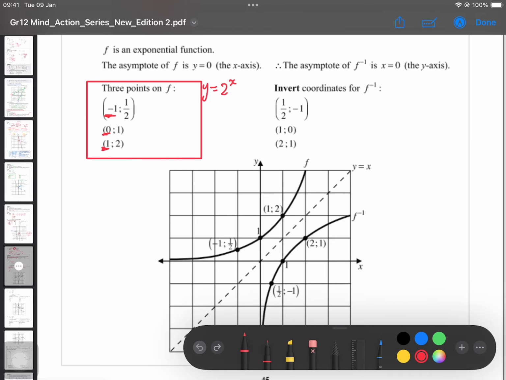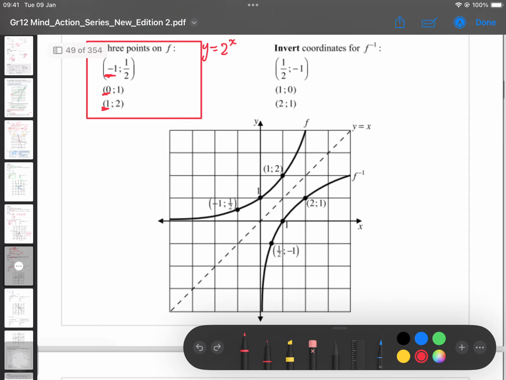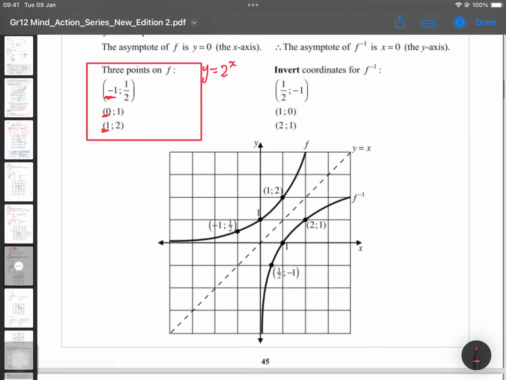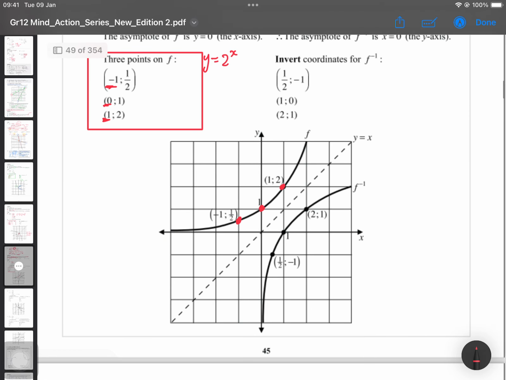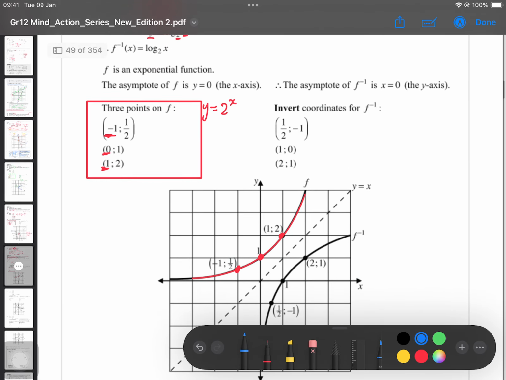If you plot them, you'll see the first point is negative 1 and a half. Plot it there. 0 is to 1, plot it there. 1 is to 2, plot it there. Then you join them. Now to find the inverse, you don't need to start again. You just invert what you got.